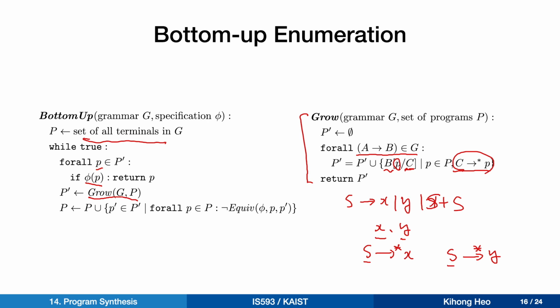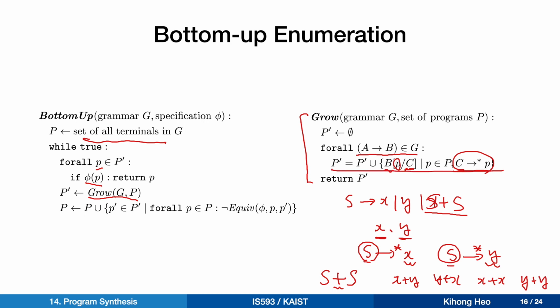Then we can pick up this rule S plus S, and replace all S with x or y. What does that mean? It means we can combine these two terminal symbols with this plus, so we can generate x plus y, y plus x, x plus x, and y plus y. That is what this line means.